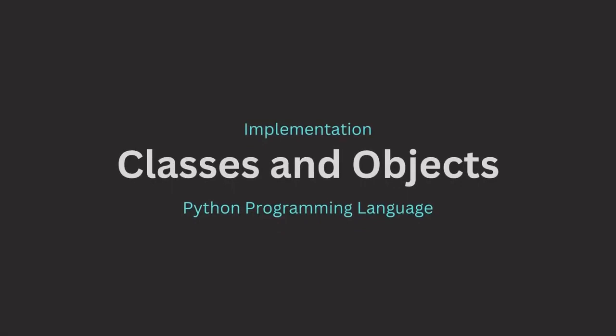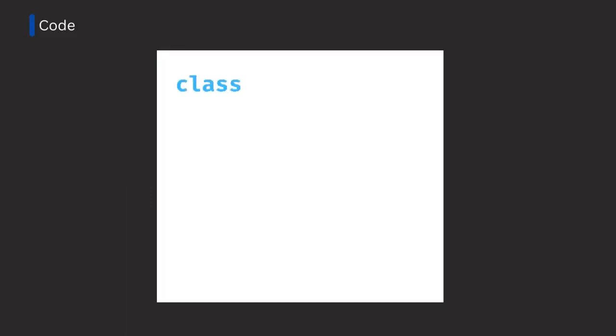Now let us understand how we can code classes and objects in the Python programming language. First, we will create a class, namely house. We can create a class with the class keyword. Now we will add some properties such as rooms, windows, and doors. So, here is our class ready.